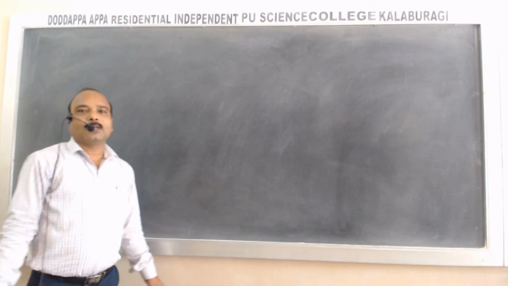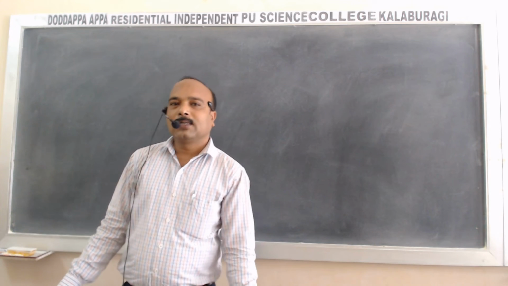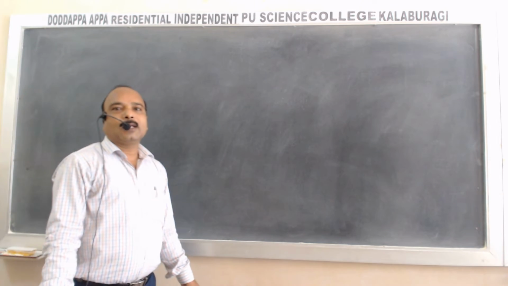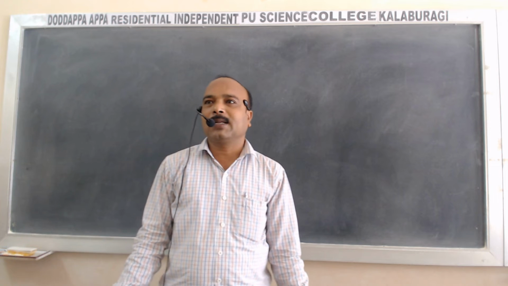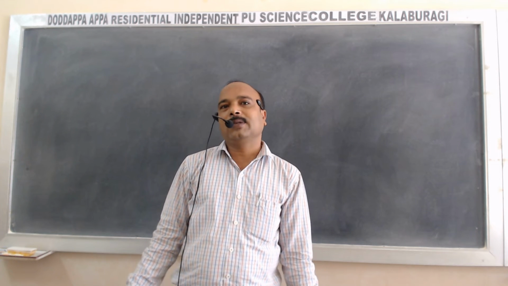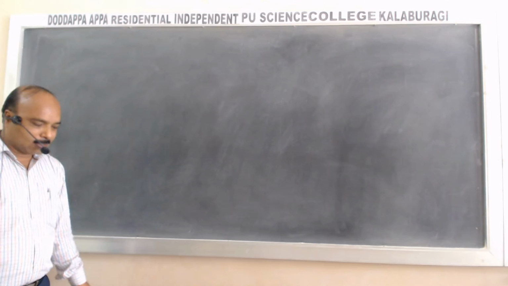Now we go for one of the important results concerned with the adjoint along with the inverse of the matrix. If A and B are two non-singular square matrices, then the value of adjoint of AB is always equal to adjoint of B into adjoint of A. That is the result.